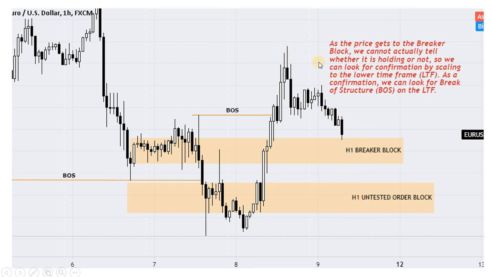But a close look at the lower time frame and expecting a break of structure on the lower time frame can tell us what to expect.